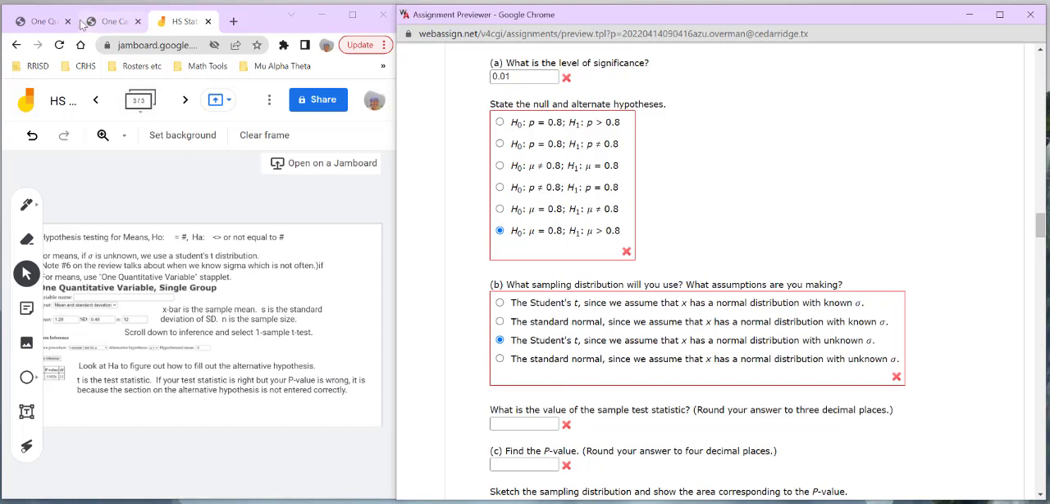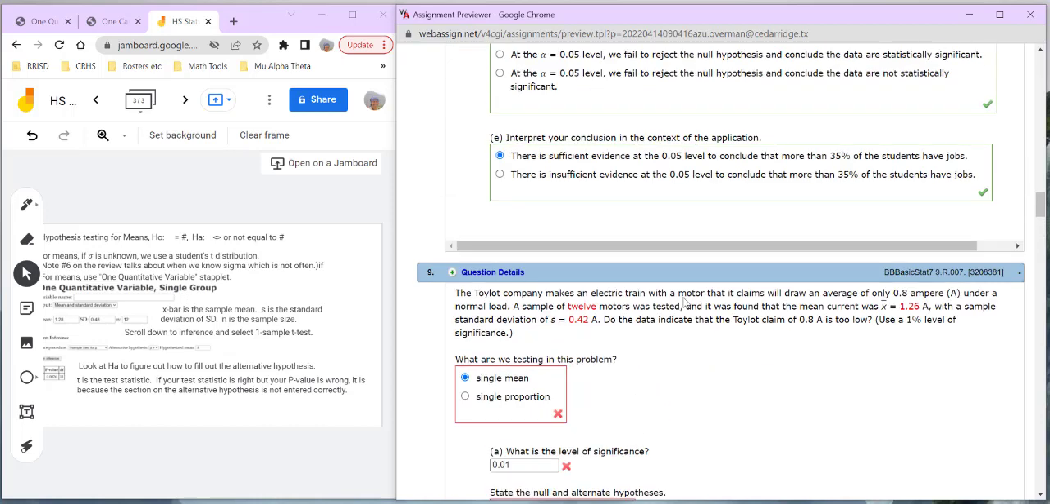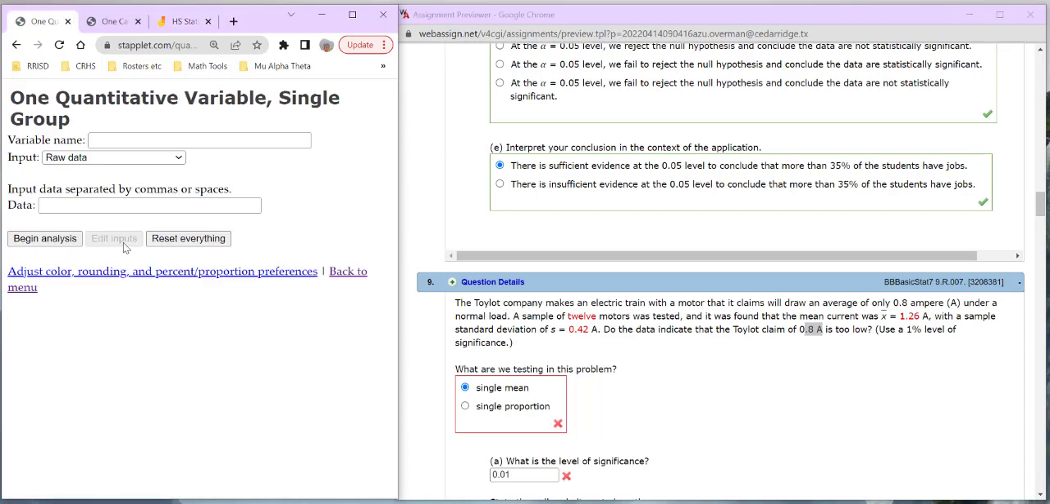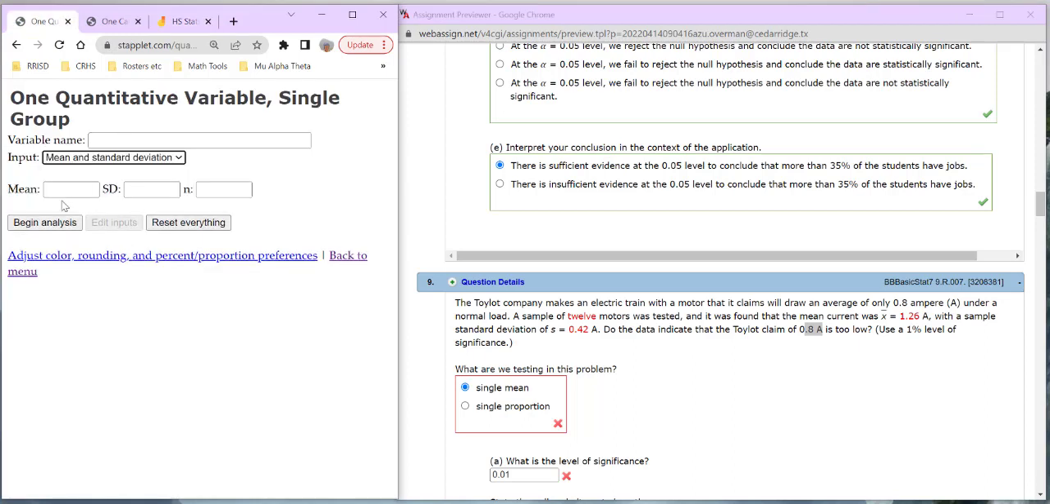And, ooh, we get to go do some math. When doing this one, remember to do the one quantitative variable, x-bar. You're going to pull all the numbers in the first part from the sample. Ignore this 0.8. That's the hypothesized value. So let me go ahead and go. Make sure you hit mean and standard deviation there.